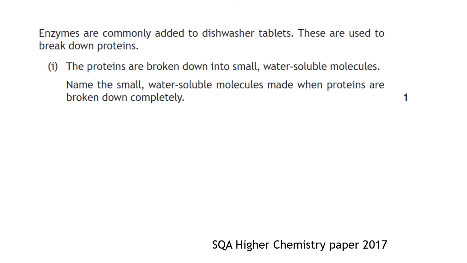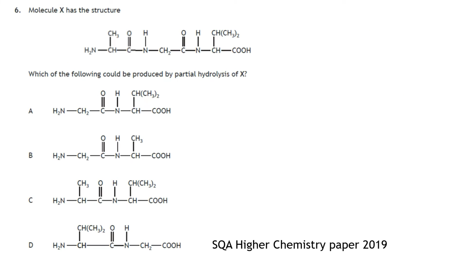Here's an exam question for you to try, so pause the video and have a go. So when you break down proteins completely into small water-soluble molecules, you can see we have amino acids being formed. Pause the video and have a go at this question. The question is asking which of the following could be produced by partial hydrolysis of X. Note the words partial hydrolysis, not complete hydrolysis.